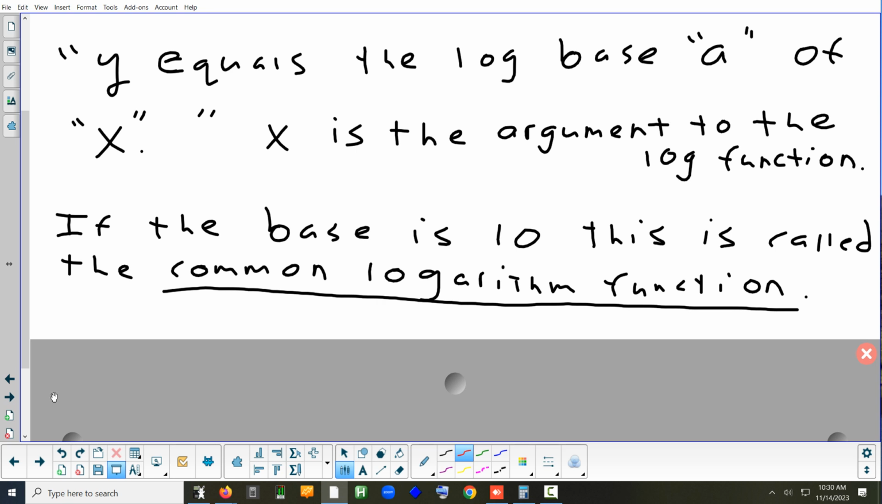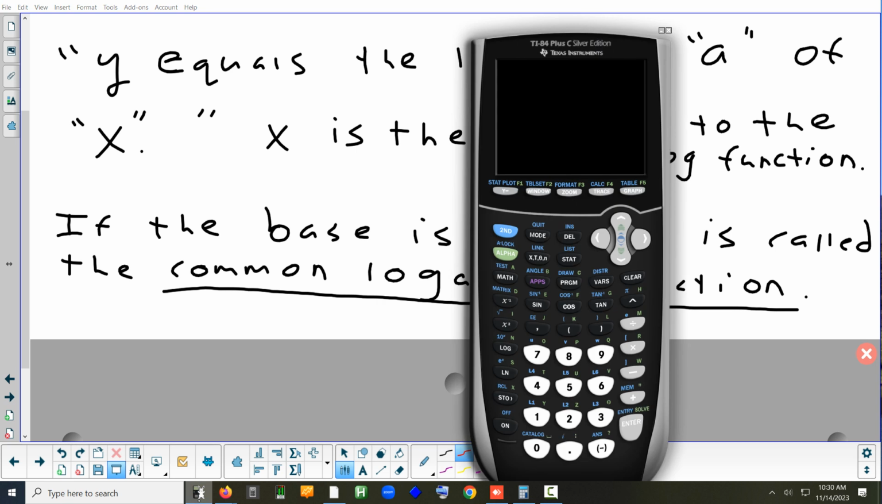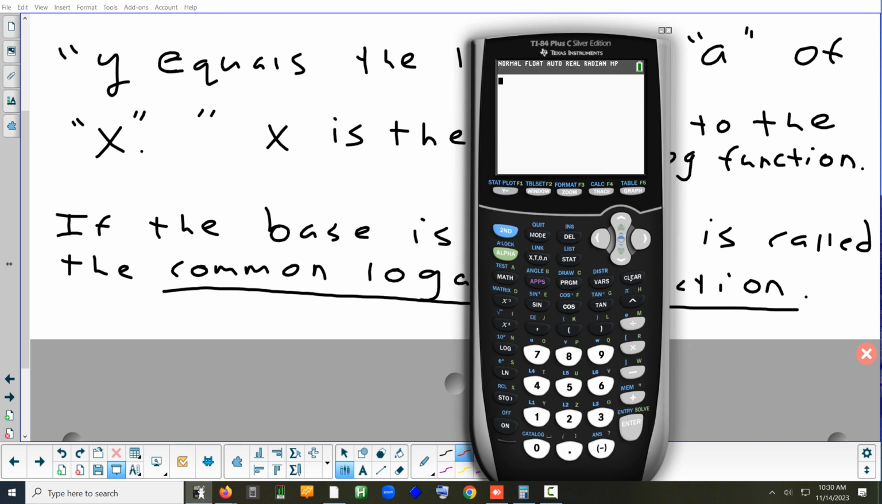Now, if the base is a 10, there's a special name for that kind of log. There are two logs with special bases. One of them is base 10, and that is called the common log. So if I gave you a question and just said, find the common log of 7. When I say find the common log, I'm assuming the base is a 10. That's what I want you to do, base 10. And the calculator has a button for doing common logs. So on your calculator, you turn it on, and you press log, and you put a 7.